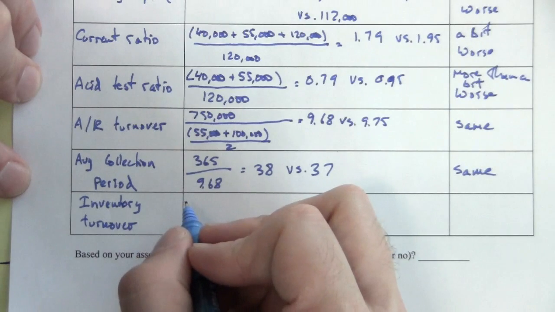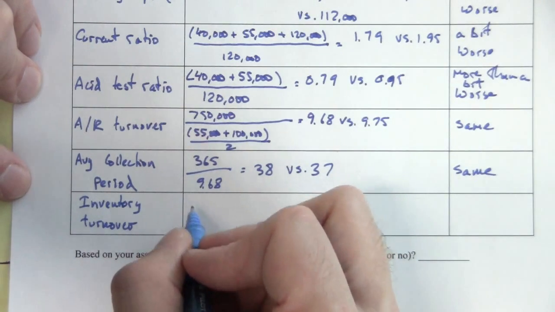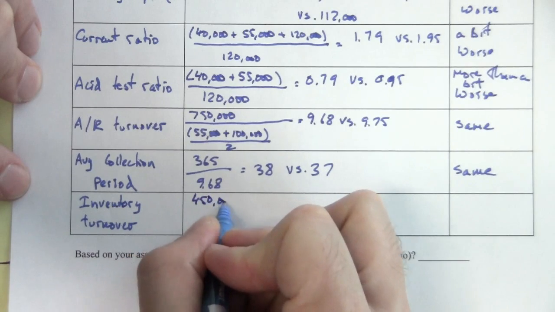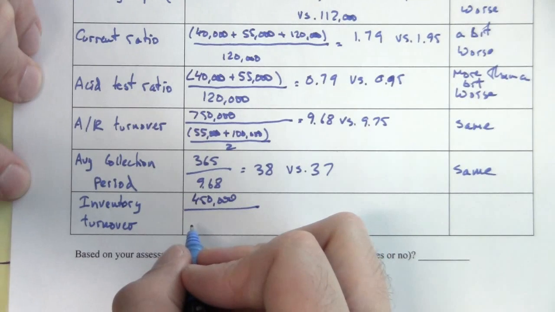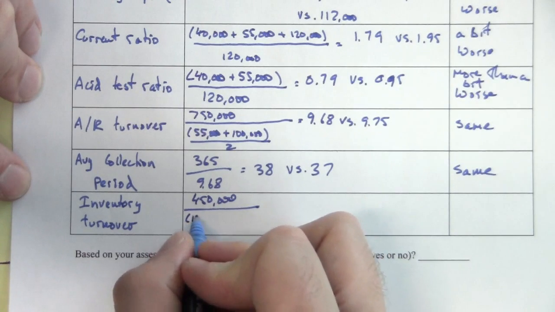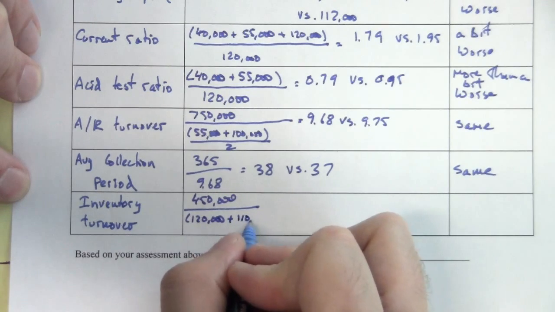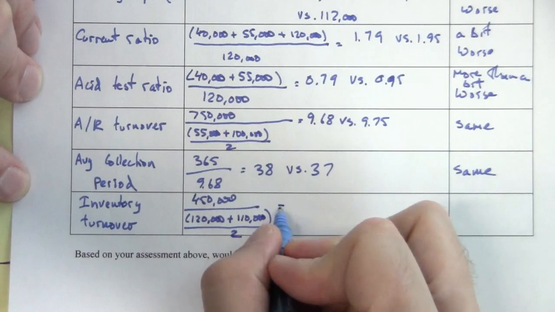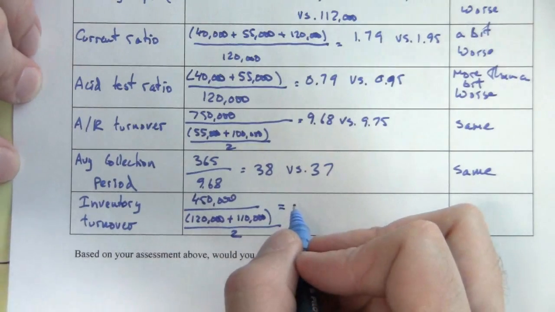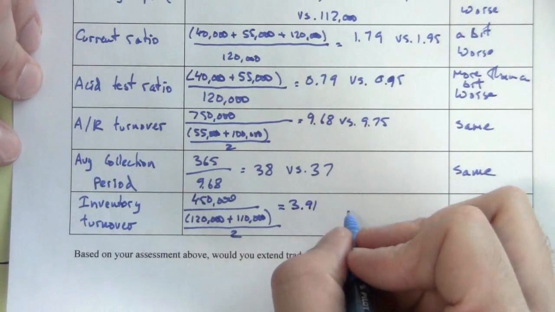Inventory turnover. How quickly do they turn their inventory into cash? And that is cost of goods sold, $450,000, divided by average inventory balance. Inventory was 120. Last year's inventory was 110, divided by 2. And that works out to 3.91. So almost 4 times a year they turn their inventory.